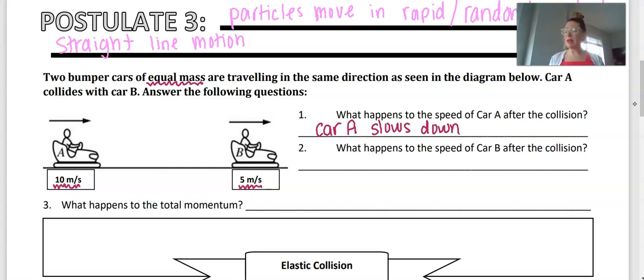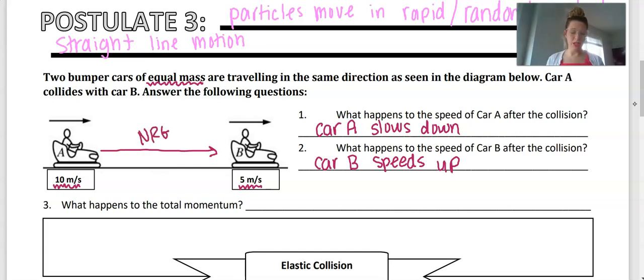Okay, what's going to happen to the speed of car B? Well, if car A slows down, car B is going to speed up. You may have experienced this in bumper cars where if somebody collides with you, as long as you're not hitting into a wall, if they collide into you from behind, then it does push you forward. Okay, now why is that the case? That's the case because car A transfers its energy into car B.